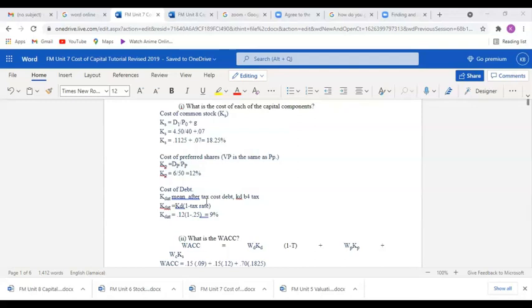Next is the cost of preferred shares, and that is Dp over Pp, which equals 6 divided by 50 or 12%.